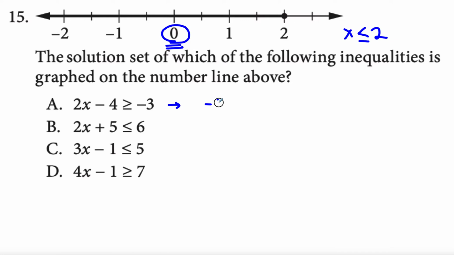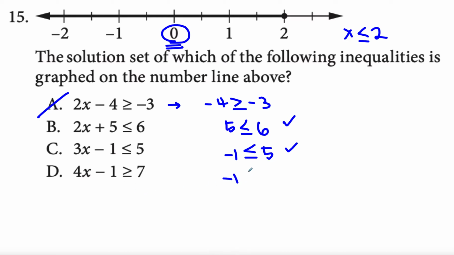First one becomes negative 4 is greater than or equal to negative 3. Is that true? No, it's not. So that's why first one is out. Second, is 5 less than or equal to 6? Yes. So it doesn't mean that B is the answer. We're just going to see what happens. When you plug in 0 here, negative 1, is that less than or equal to 5? Yes, it is. So we're going to see what happens with C as well. D is negative 1 greater than or equal to 7? No, it's not. So therefore, A and D are out. I'm looking at B and C.